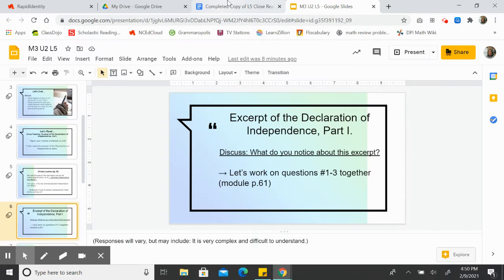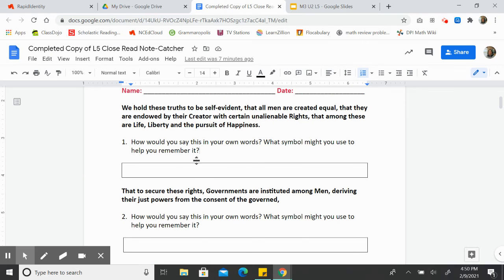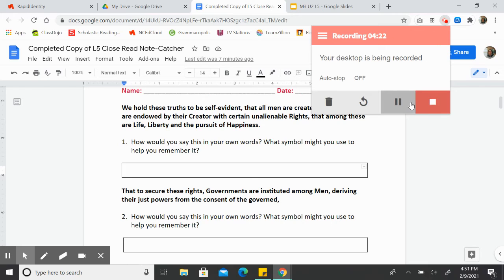Okay, so let's break it apart. This is our close read. So first, look at this piece. "We hold these truths to be self-evident, that all men are created equal, that they are endowed by their Creator with certain unalienable rights, that among these are life, liberty, and the pursuit of happiness." So how could we say that in our own words? And what symbol might we use to help us remember it? Okay, so let's fill that question in. All right, so I'm going to pause and type my answer.